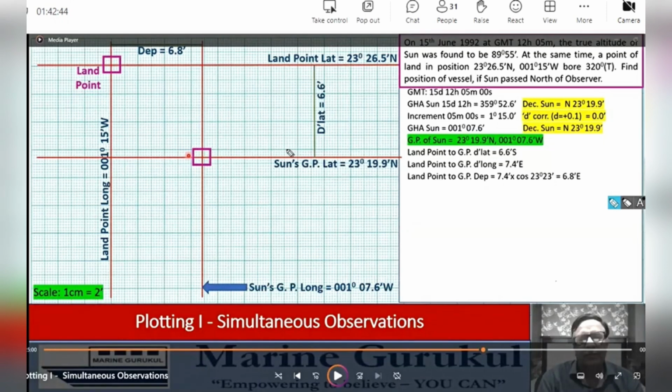Okay, sir. So far, we have plotted both the positions, not the fix. Right. We have plotted both the positions with respect to each other. All right.